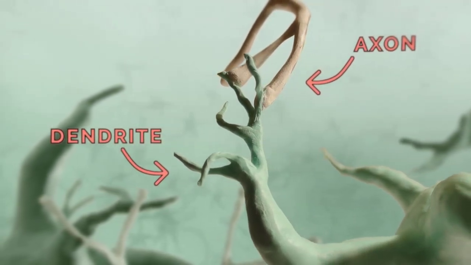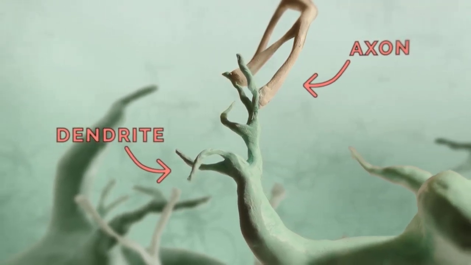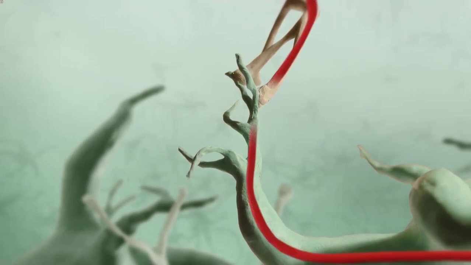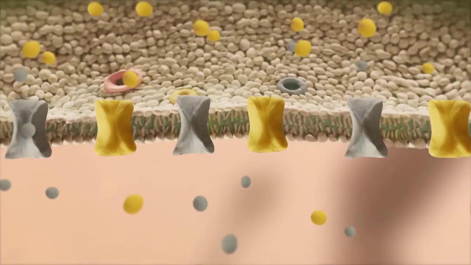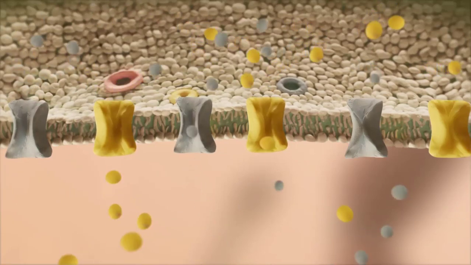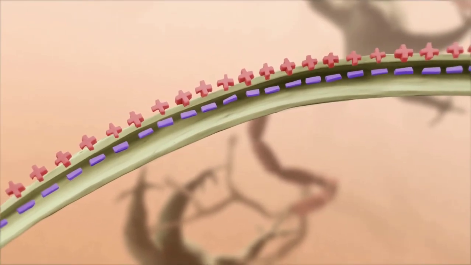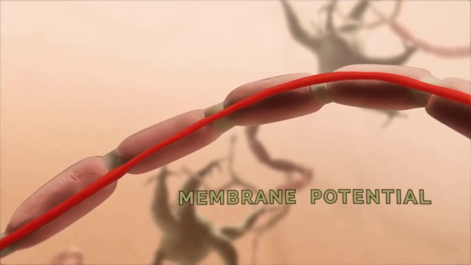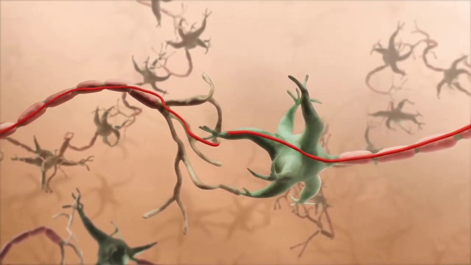The word dendrite comes from the Greek word dendron, meaning tree, and as you can see, the dendrites have a branching, tree-like structure. A signal received by a dendrite is passed to the cell body. If there is sufficient depolarization of the cell body membrane to initiate an action potential, then an action potential is sent down the axon.